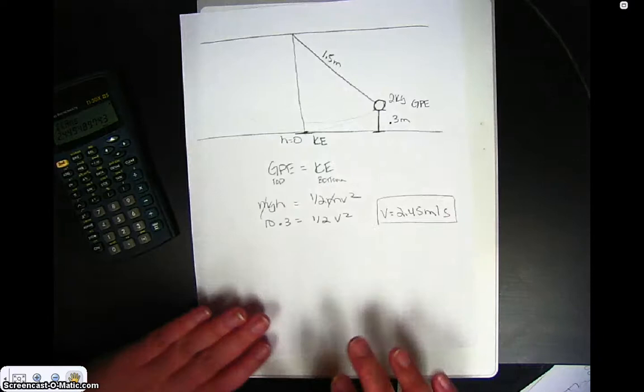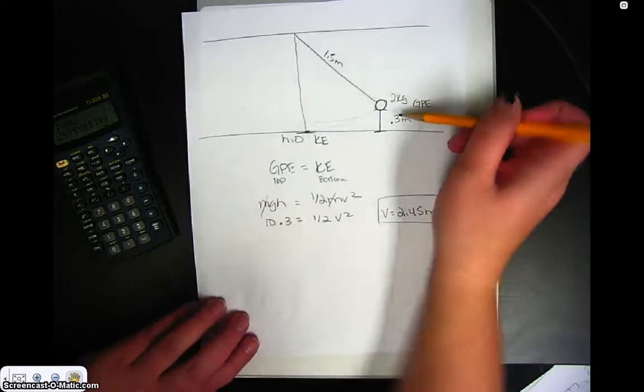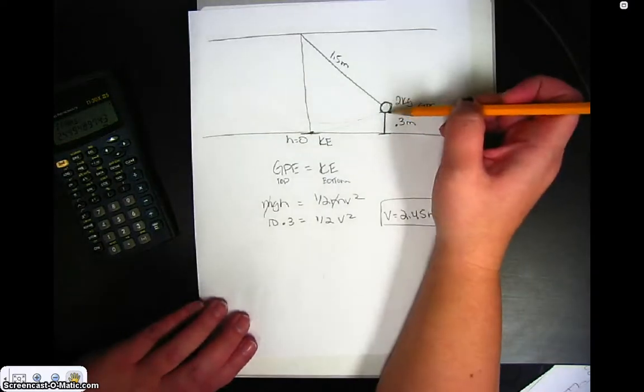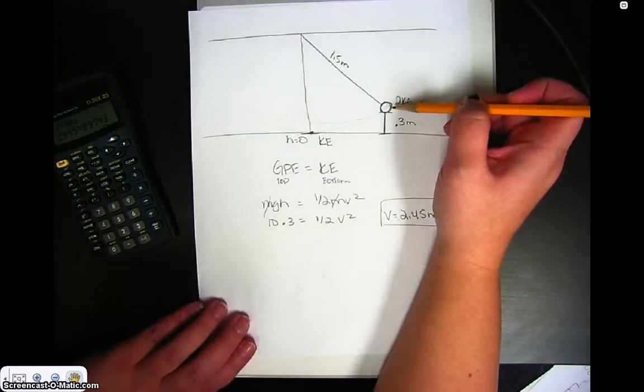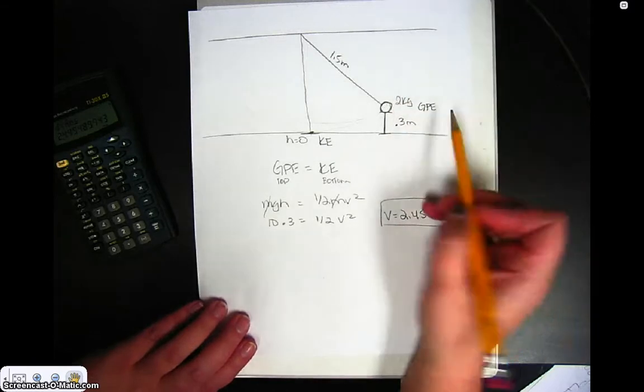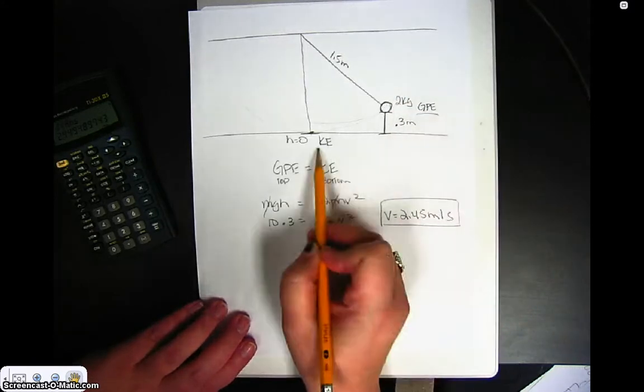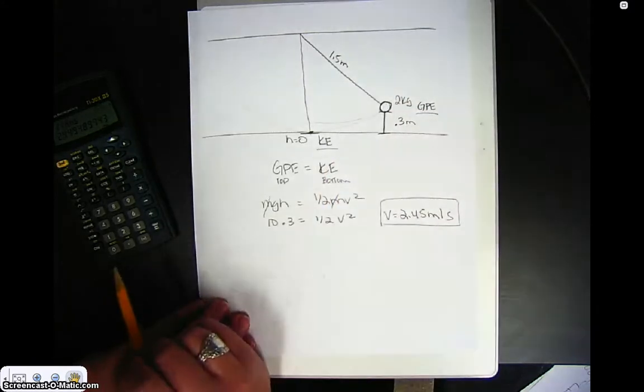So pendulums can be calculated the same way as if we're dropping a ball or going down an inclined plane. We're just looking at the change in gravitational potential energy being equivalent to kinetic energy.